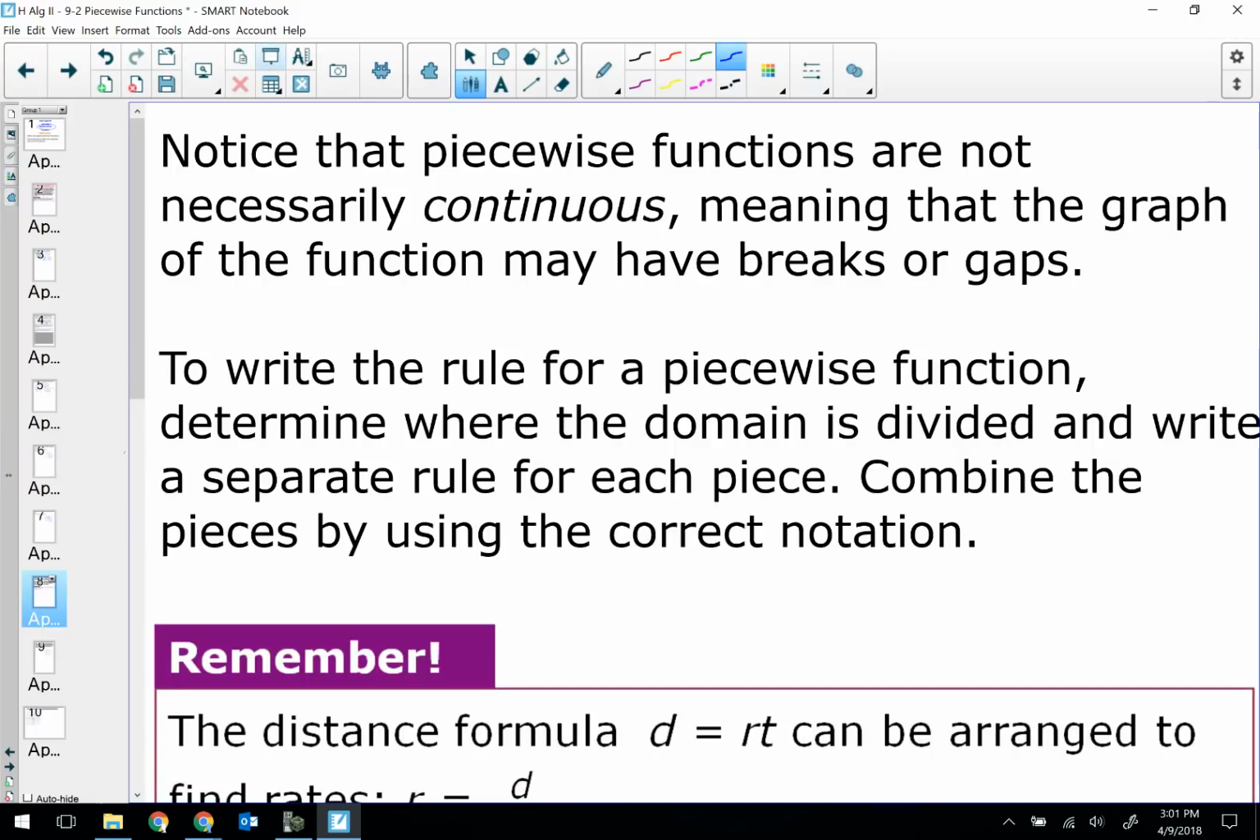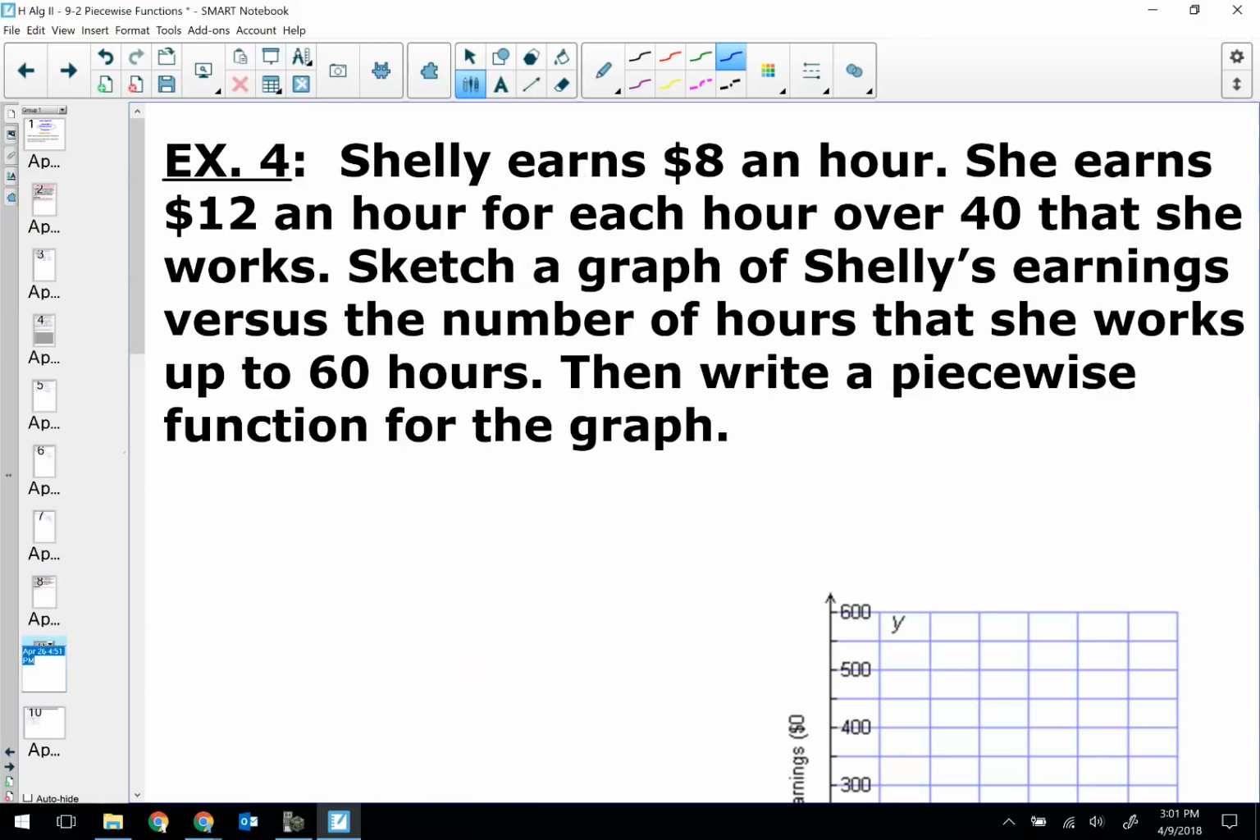To write the rule, that's what we're going to look at next. To write the rule for the piecewise function, determine where the domain is divided and write separate rules for each piece. So, got this word problem here. Shelly earns $8 an hour. She earns $12 an hour for each hour over 40 that she works. That's going to tell me everything that I need to know. Here's my function.